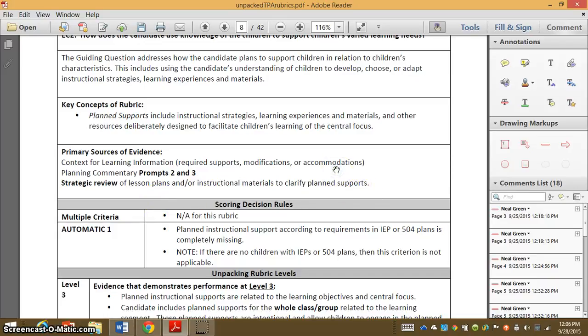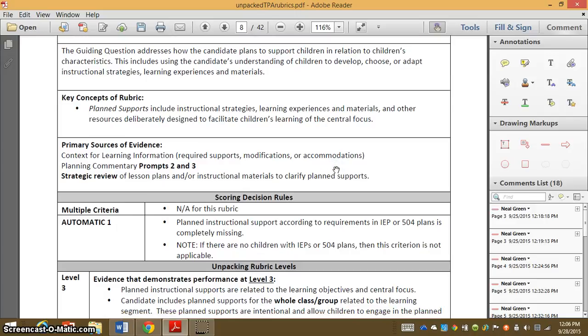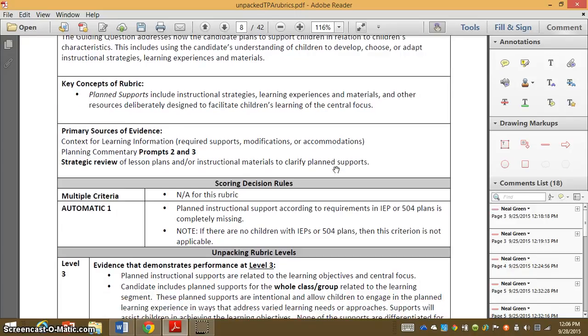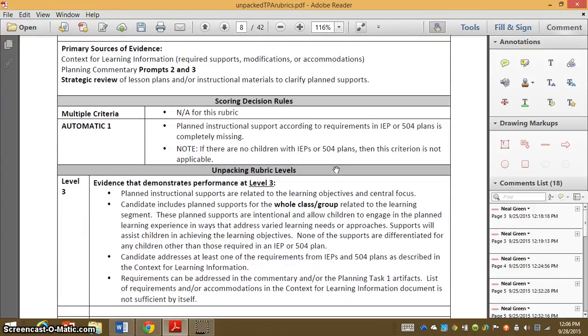So you do what you're going to say, and you're going to make accommodations for students with special needs. You're going to make sure you address that, whether there's an IEP or 504 plan. If there's not, then it's not criteria for this. But you're going to want to make sure that you plan your learning experiences with all the children in mind, thinking about how you're going to accommodate some students with special needs, whether they have an IEP, 504, or not.